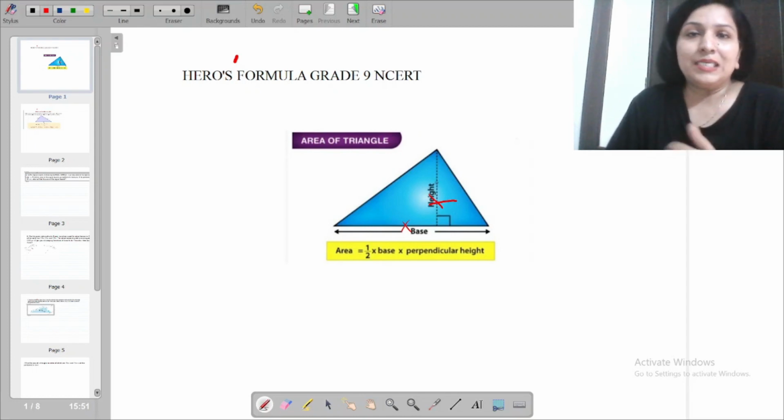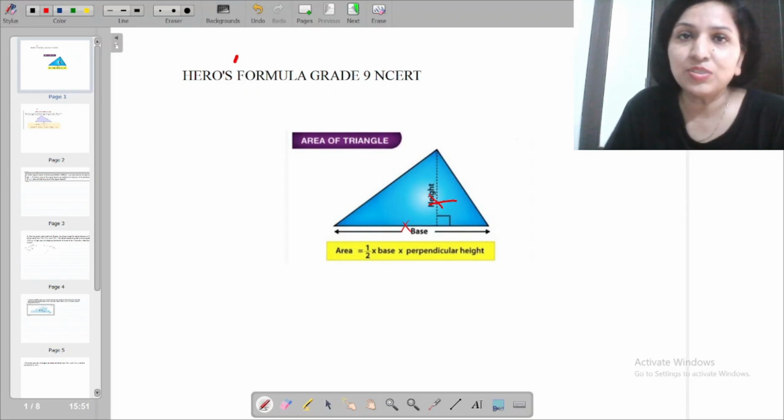So we'll be discussing Heron's method. This was introduced by a mathematician, Heron, wherein if the sides of the triangle are being given, we can easily find the area of any triangle.